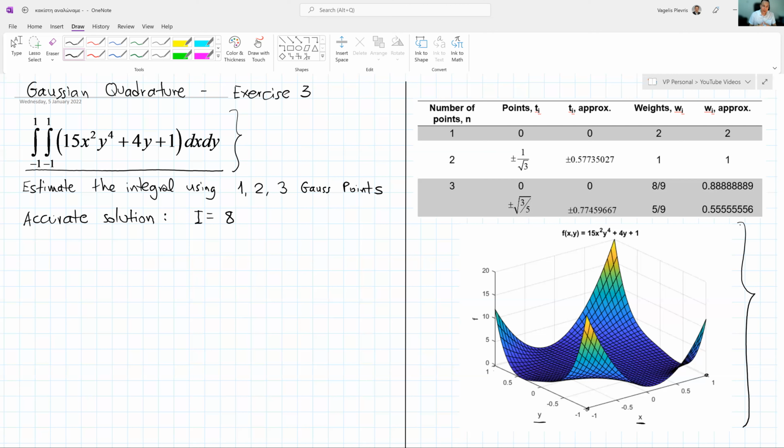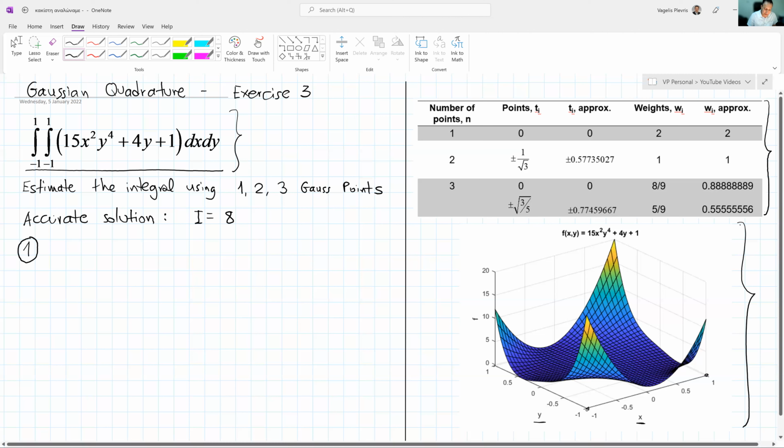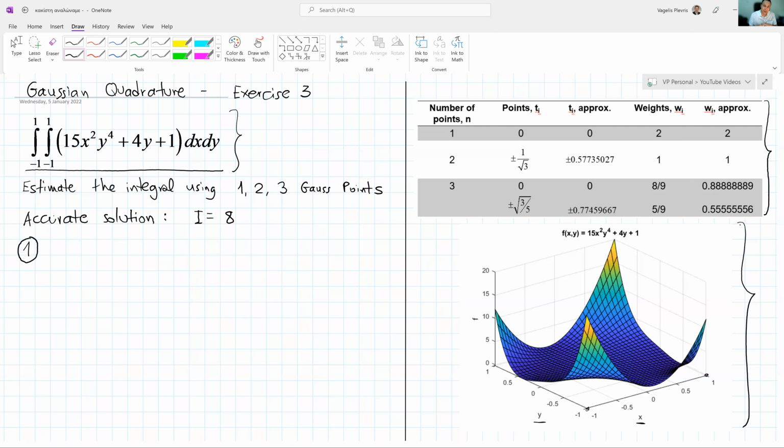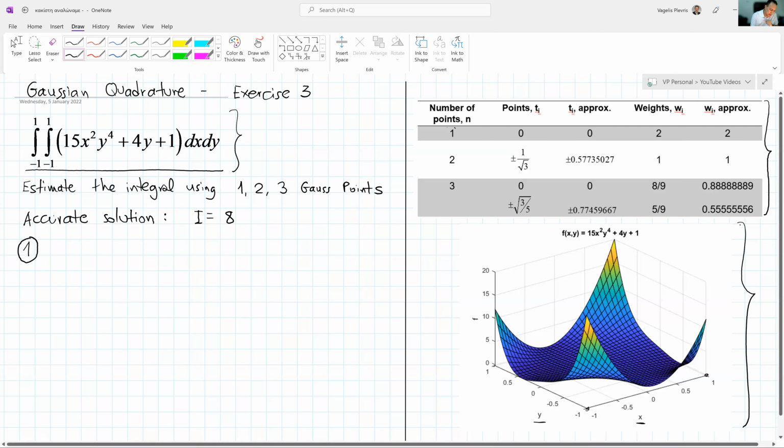We start with one Gauss point, which is the simplest solution, but also it is not so accurate. Here you see the table from the theory, which describes the Gauss points exactly and the weights that we need to take in each case. For one Gauss point, we see that we have to use the 0 point. So my point will be the 0, 0 point, 0 for x and 0 for y. And in this case, the weight is 2.